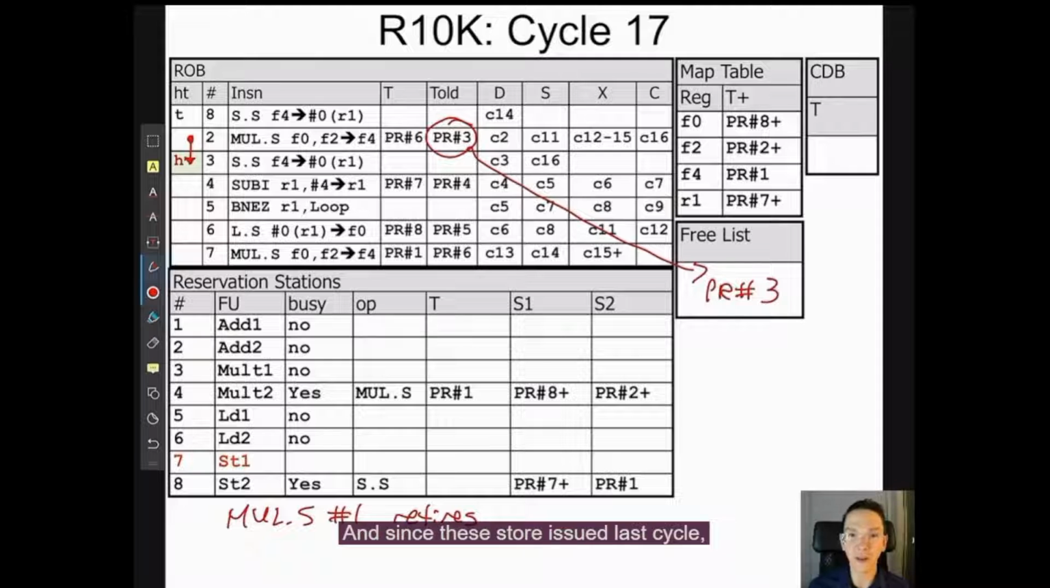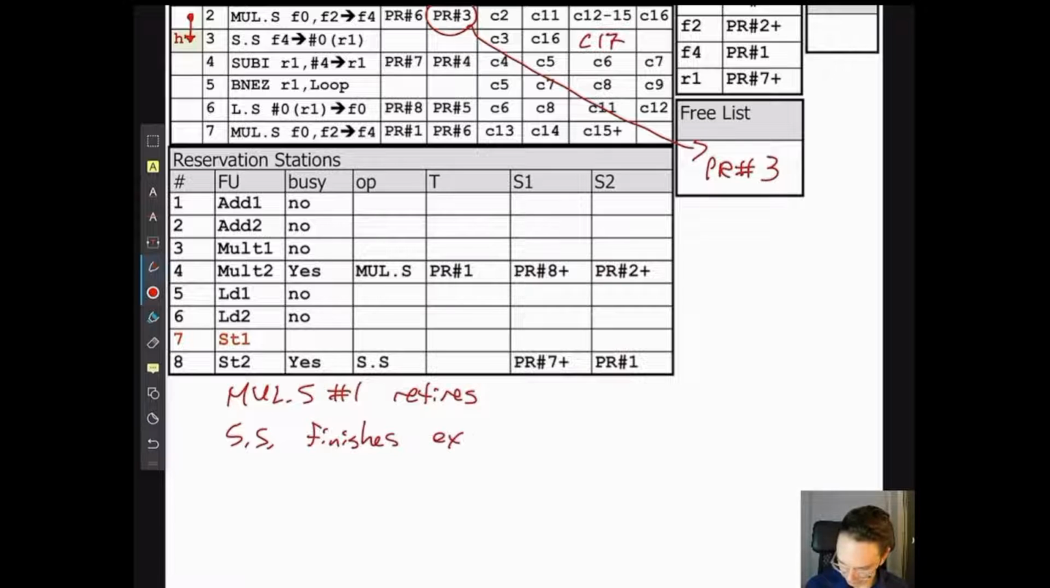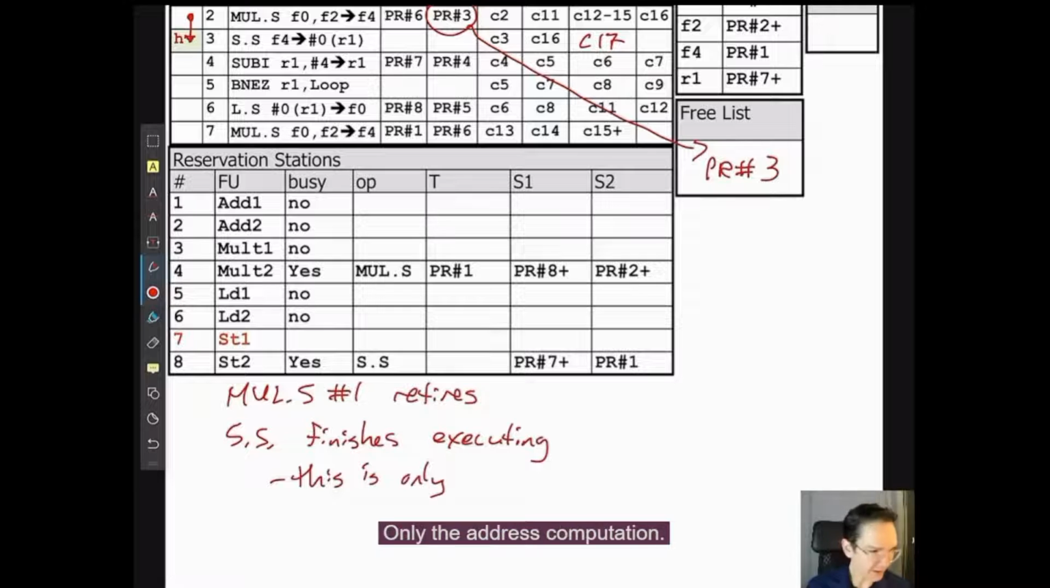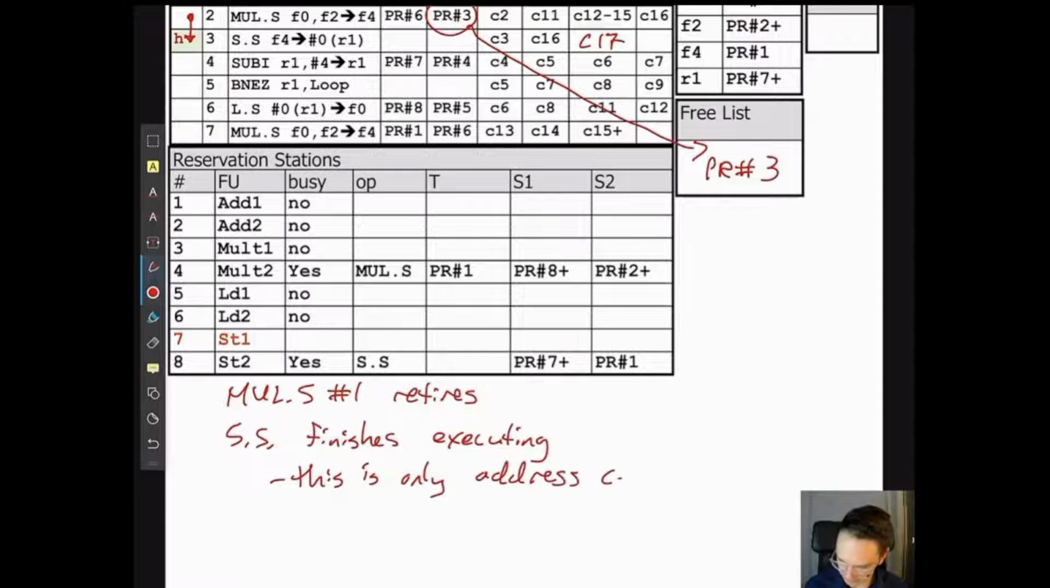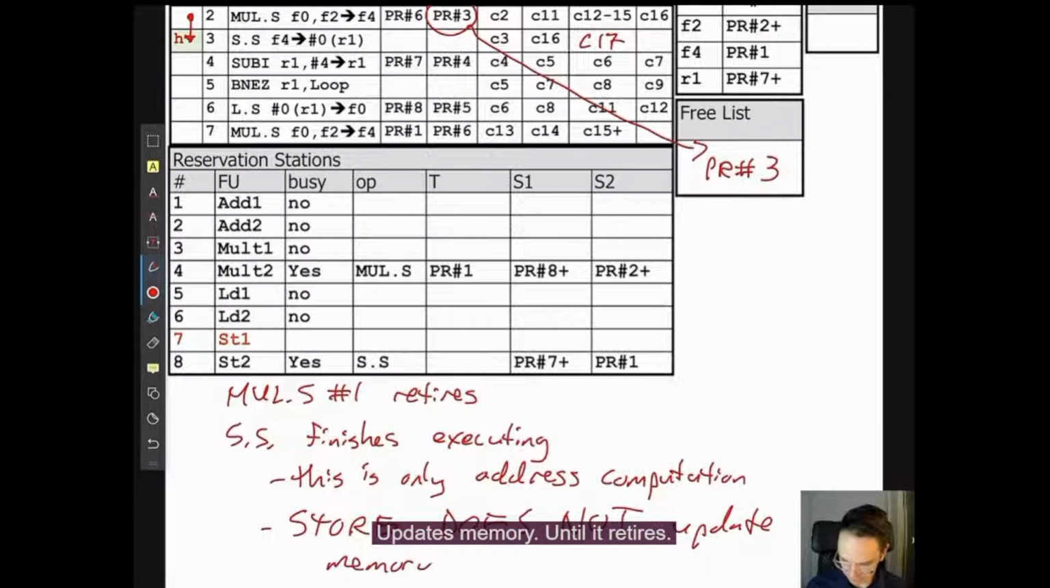And since the store issued last cycle, it now executes in cycle 17. But let's be specific about exactly what's happening here. So the store, in fact, finishes its execution. But I really mean that this is only the address computation. We are simply about to latch the store address and value in the load store queue. Crucially, this store does not update memory until it retires.